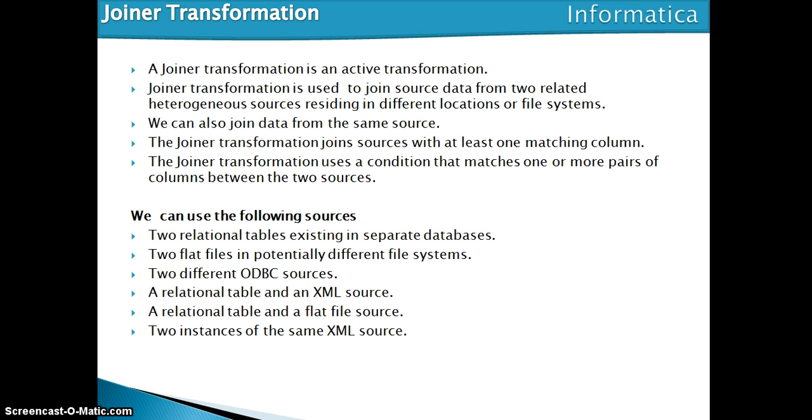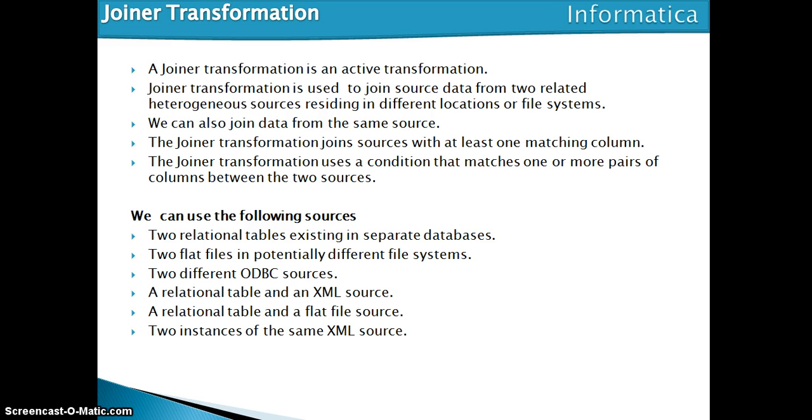So to join the two data sources, we need at least one matching column in the two data sources, and the joiner transformation uses a condition that matches one or more pairs of columns between two sources.